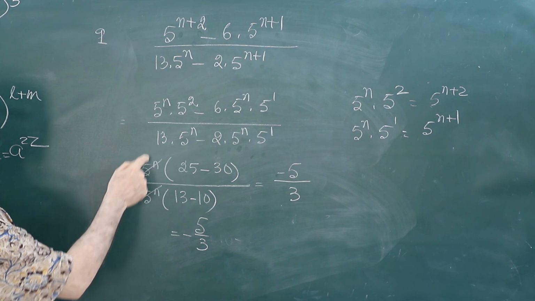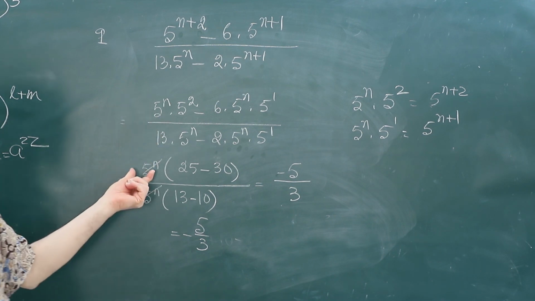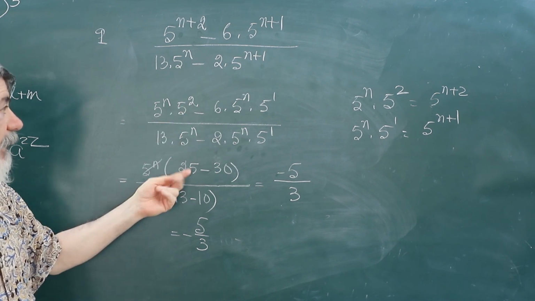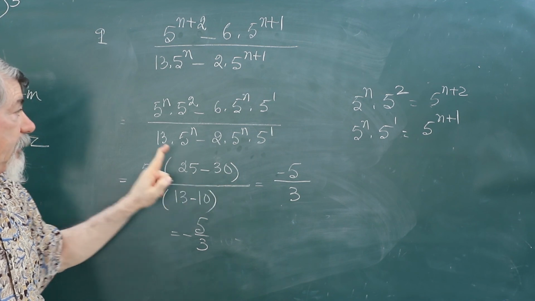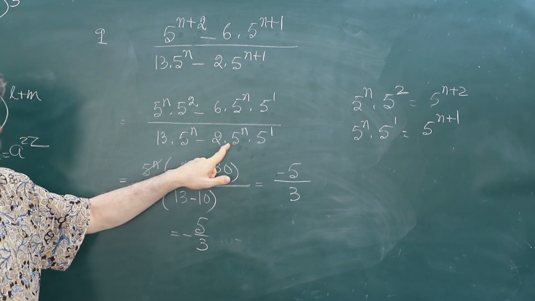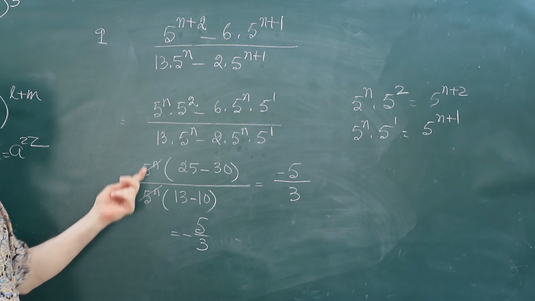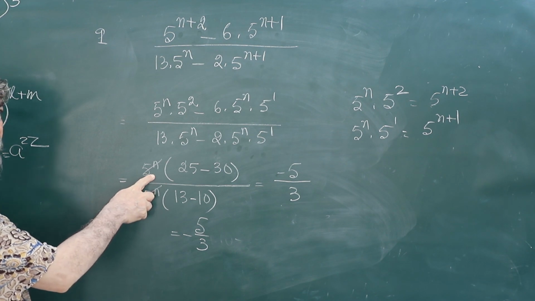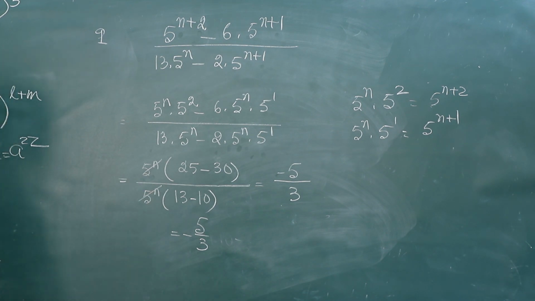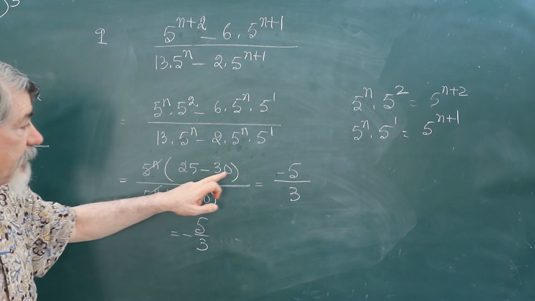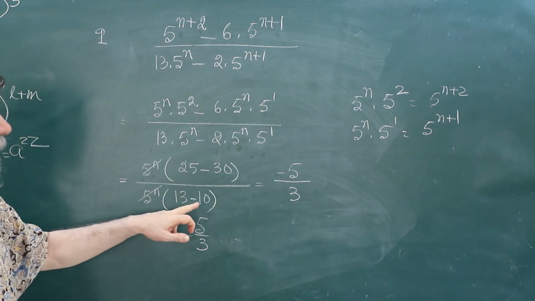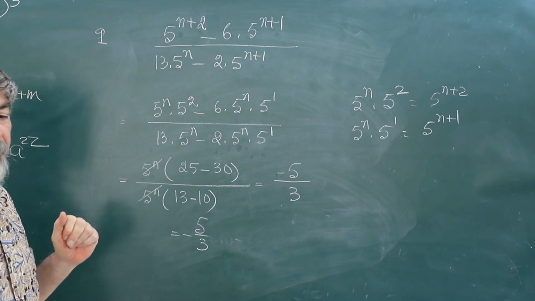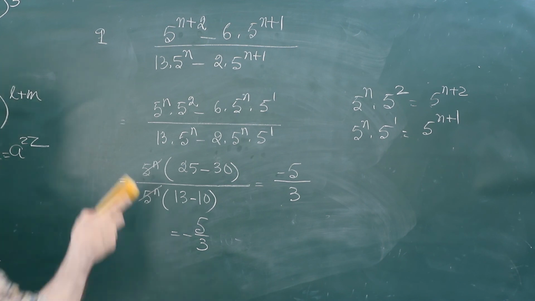What we do is we take out 5 to the power n common in the numerator, and in the bracket 5 to the power 2 is left, which is 25. 6 into 5 will be 30. Similarly, I have taken 5 to the power n common in the denominator and inside it will be left 13 minus 2 5s are 10. 5 to the power n from the numerator cancels with 5 to the power n in denominator. 25 minus 30 is minus 5 and 13 minus 10 is 3. So minus 5 upon 3 will be your final answer for the question number 9.